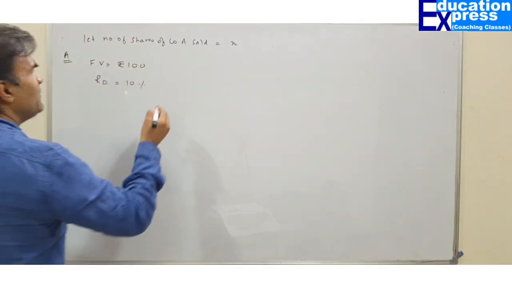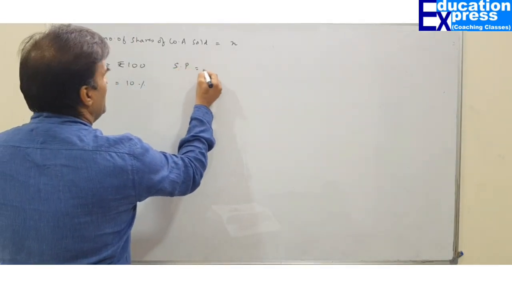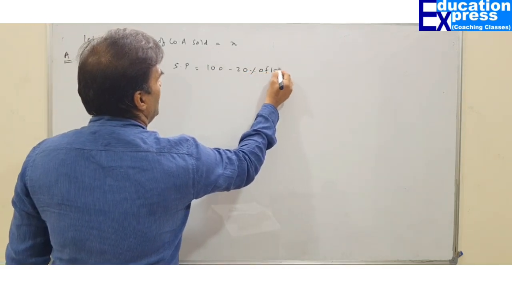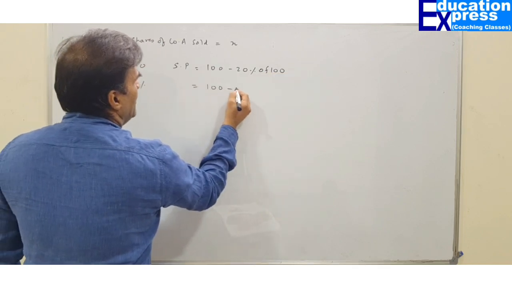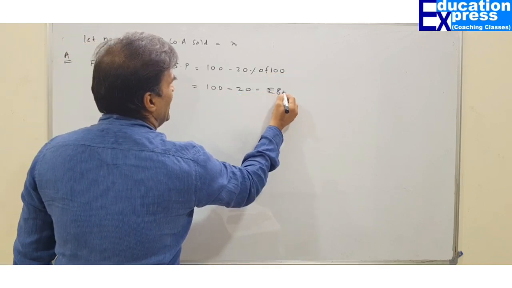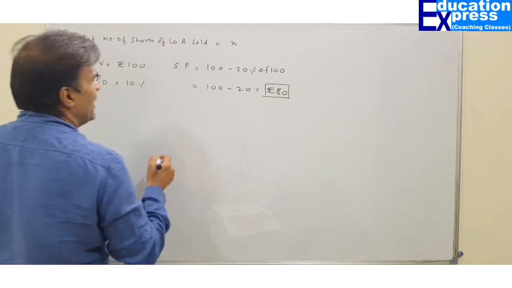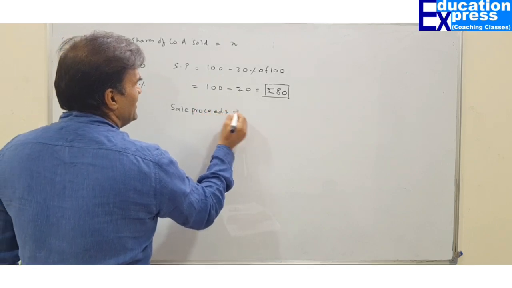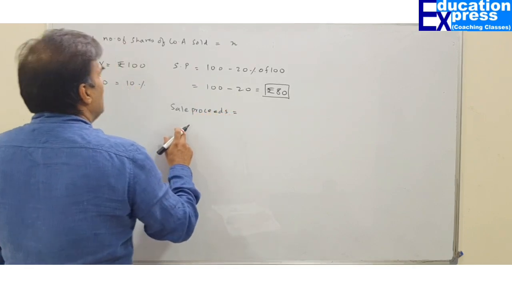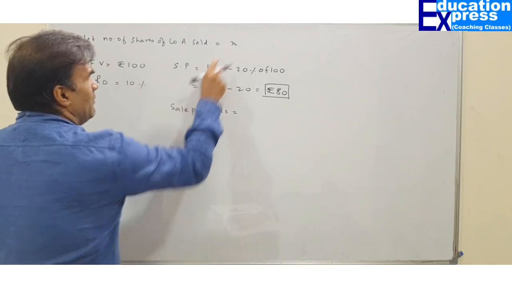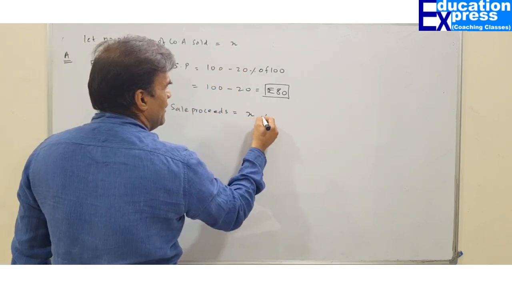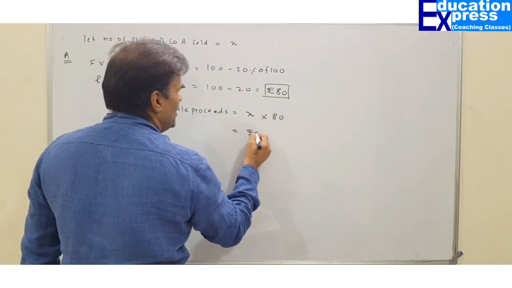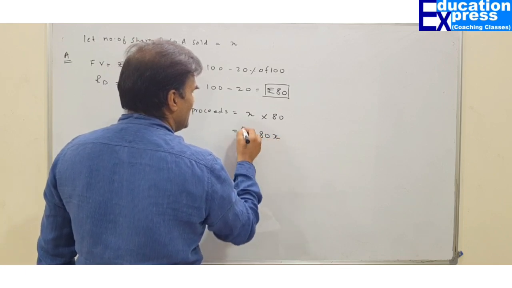So let us find out the selling price. Face value is 100 minus 20% of 100. So 100 minus 20, that is rupees 80. Rupees 80 is the selling price. So what would be the sale proceeds? Sir, sale proceeds means how much money he is going to get by selling these shares. Since the number of shares sold is X, and the price at which the shares were sold is 80, the sale proceeds will be rupees 80x.